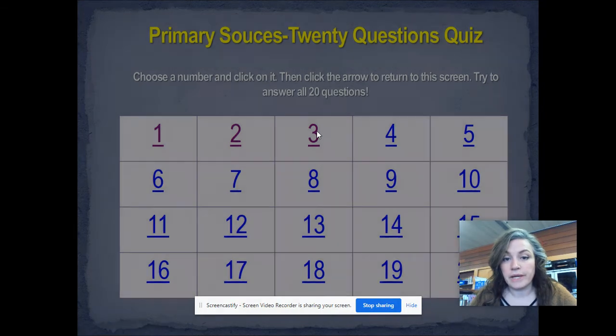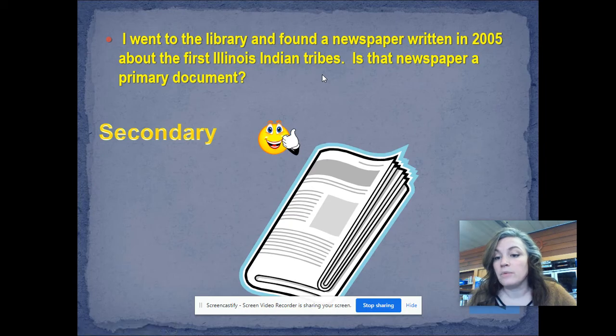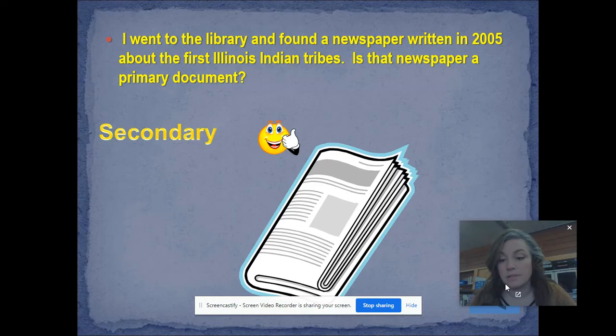All right, question number 3. I went to the library and found a newspaper written in 2005 about the first Illinois Indian tribes. Is that newspaper a primary document? So again, think about 2005 and when the first Indian tribes would have been. Would that be primary or secondary? And that one would be secondary because 2005 would be a long time after the first Illinois Indian tribes. And so we would consider that a secondary source.